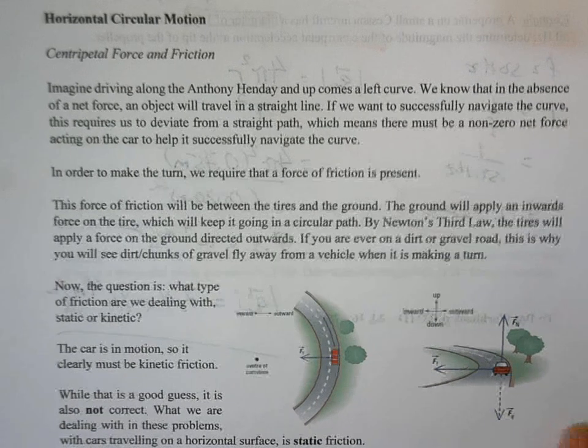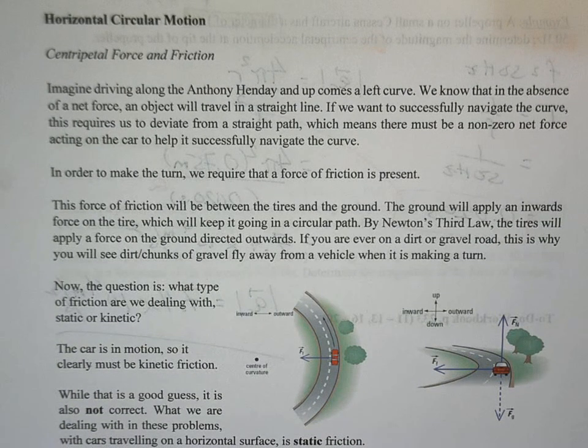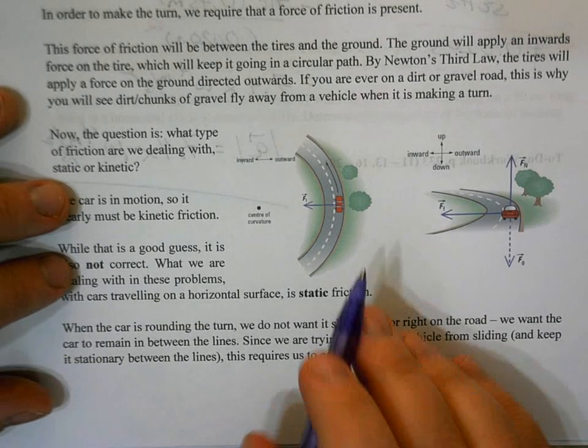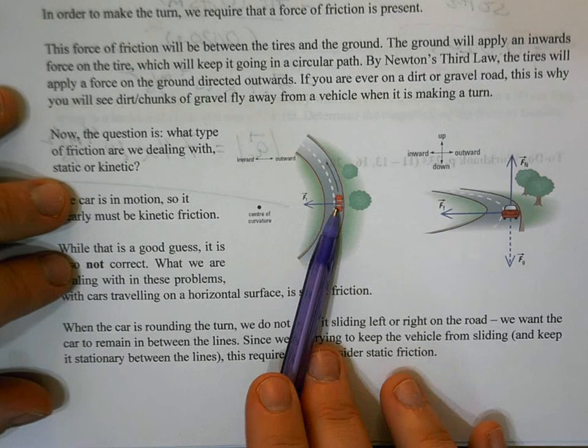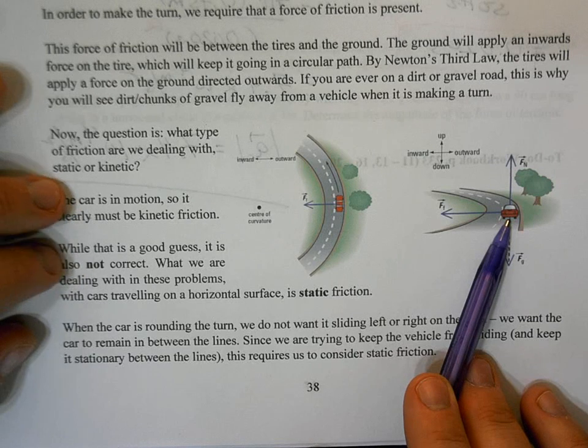So for horizontal circular motion problems, there's really only two types of questions we can ask you. It'd be something about a car driving on a road and making a turn, or you may have a tension in a string, something to that effect. So let's think for a minute. Let's look at this car making a turn. And we can look at it in two ways. We can look at a top-down view, or we can look from a rear view.